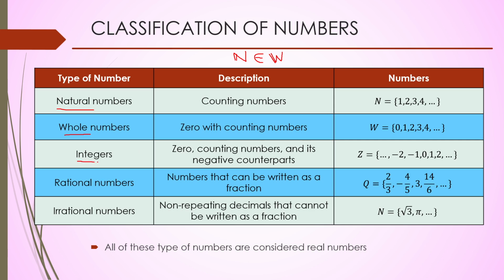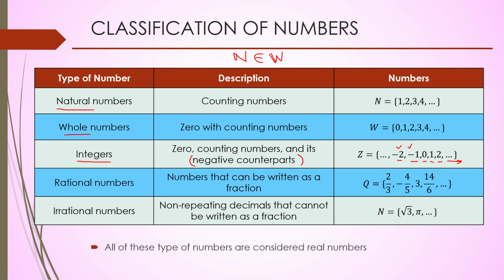And then we also have integers. So what are integers? Integers are whole numbers with the addition of negative counterparts. So it will go from negative infinity, up until -2, -1, 0, 1, 2, and up until infinity. All of this we call integers. In Malay we call it nombor bulat yang dah bercampur dengan negative part.